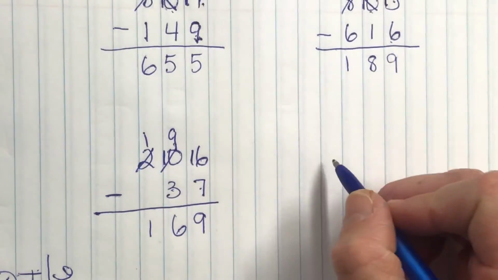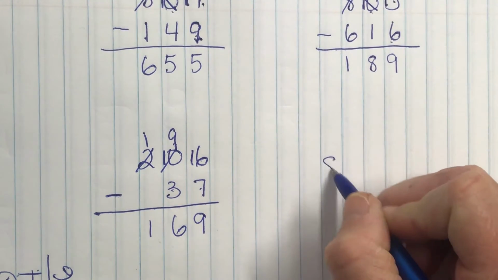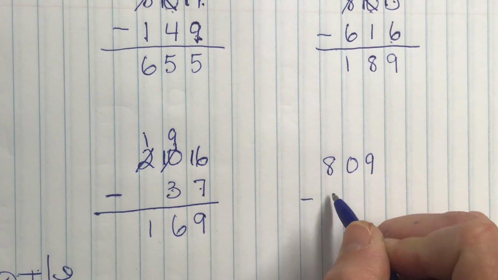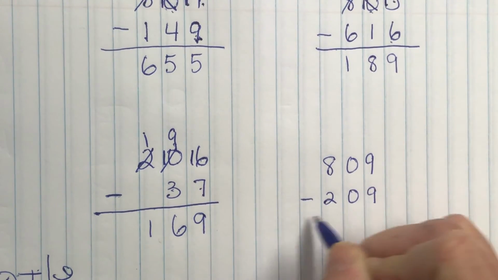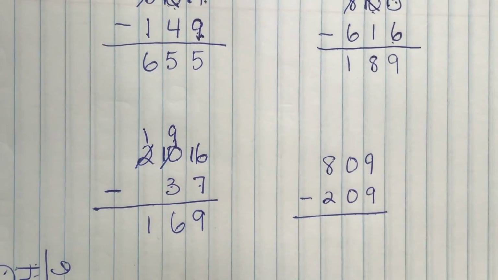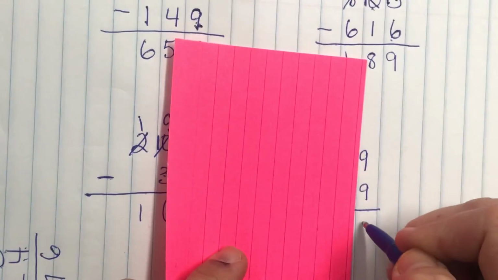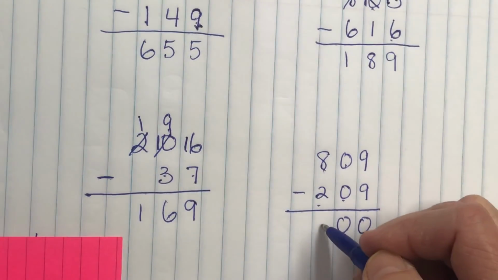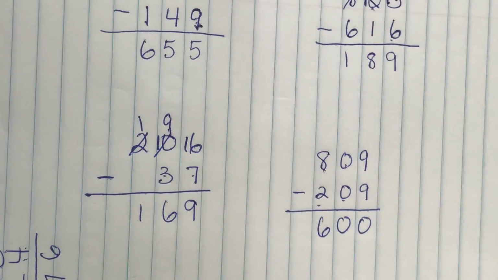Okay, now make sure we don't go crazy with our regrouping. What if you had this? 809 minus 209. 9 minus 9, 0. 0 minus 0, 0. 8 minus 2, 6, right? Don't regroup if you don't have to.